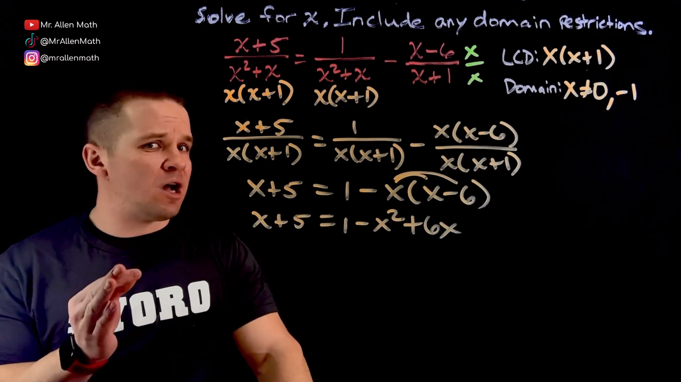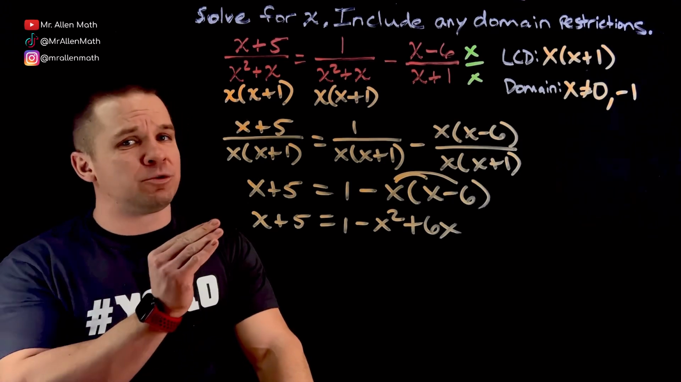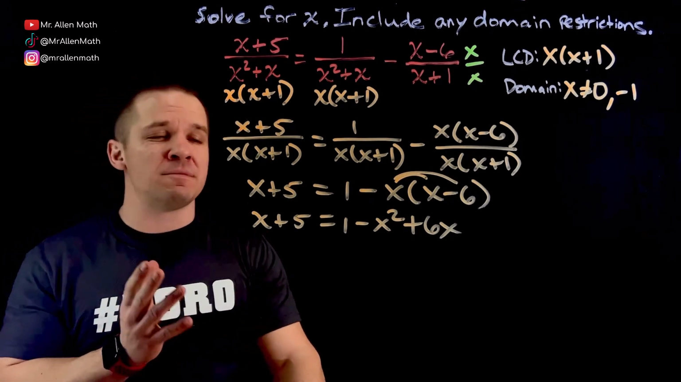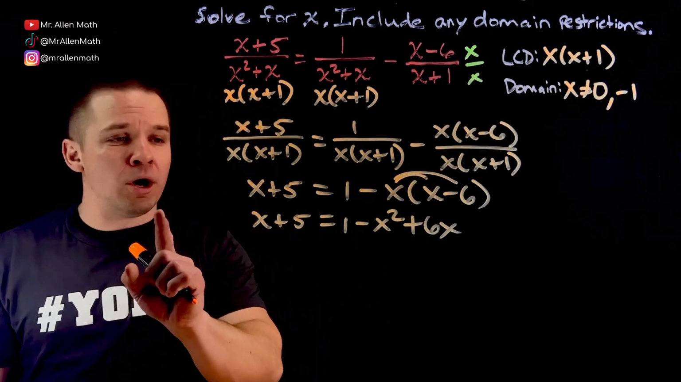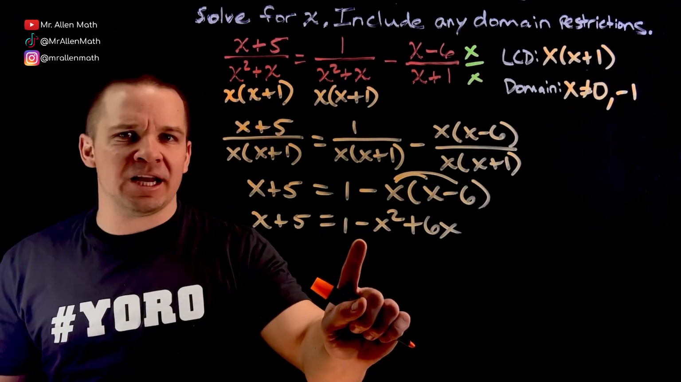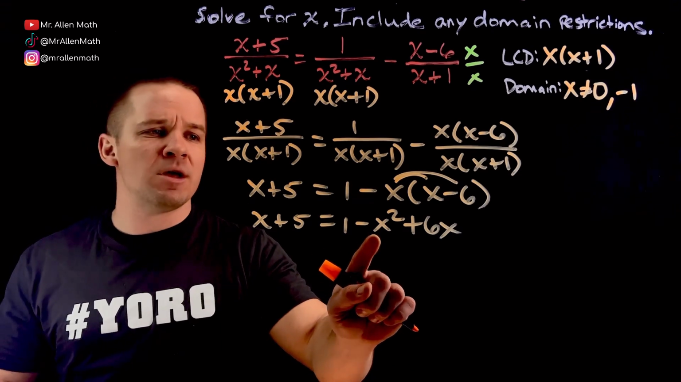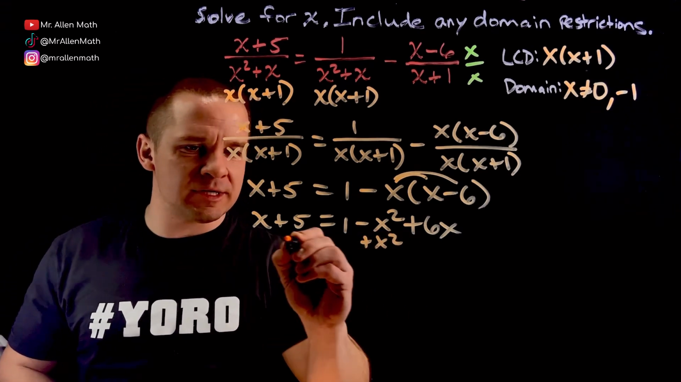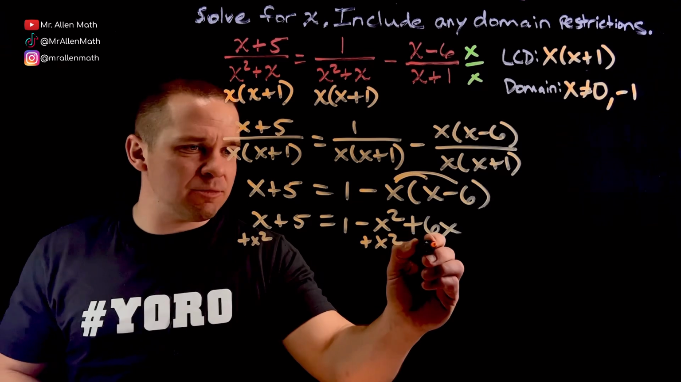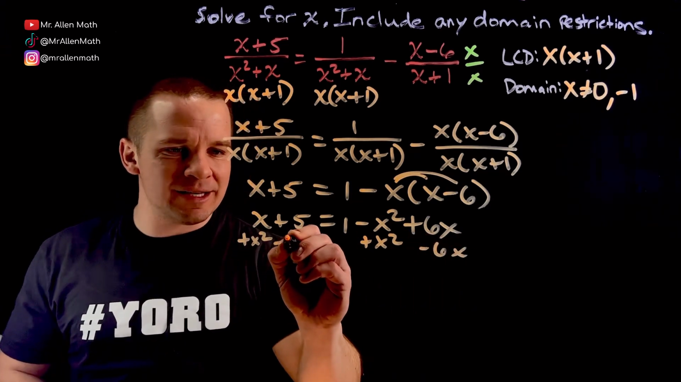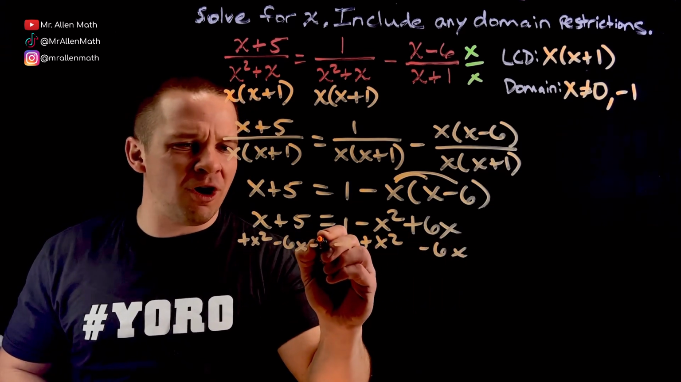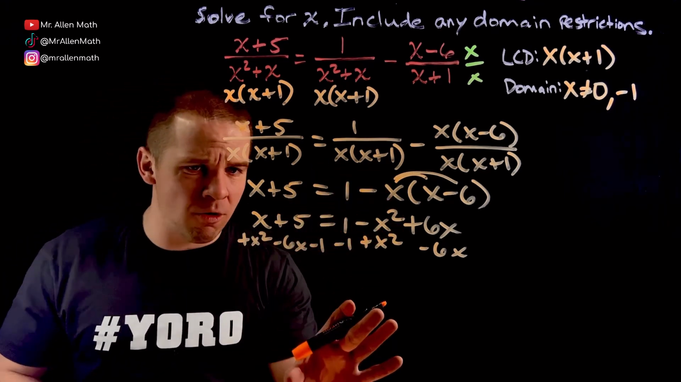If I want to solve a quadratic equation, I need to set it equal to 0. That's pretty much our go-to method. Now, another pro tip here. Do not have a negative lead coefficient for your quadratic term. So I'm going to add x squared to both sides, and subtract 6x. I'm doing all this at once. Let's stay organized, though.